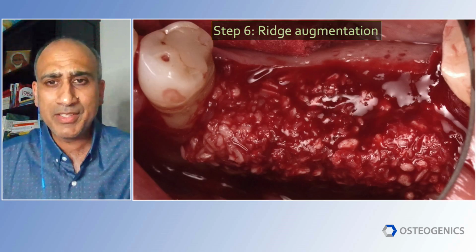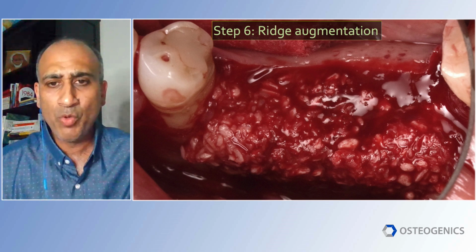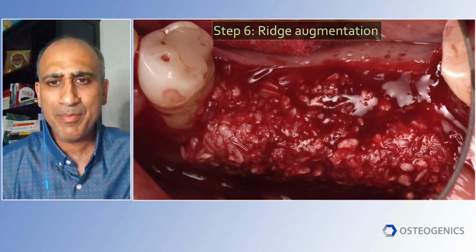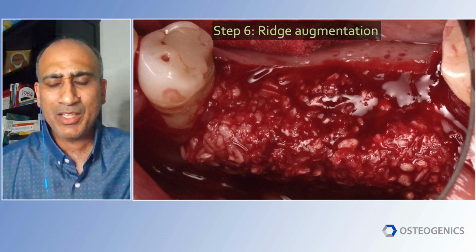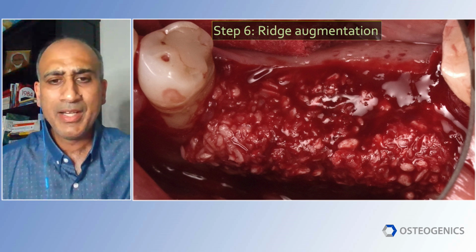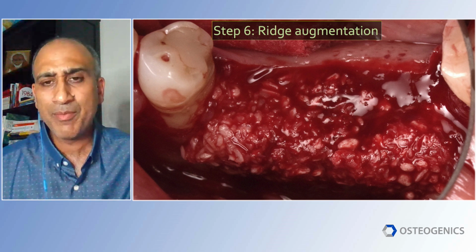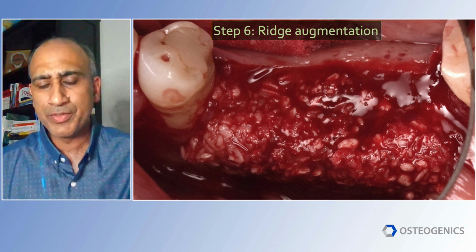Step 6 is the actual ridge augmentation. So now I take that composite bone mixture of the cortical autogenous scrapings and the particulate allograft, and I carefully graft this ridge. I want to try to reconstruct the original dimension of this ridge from before when the teeth were removed.